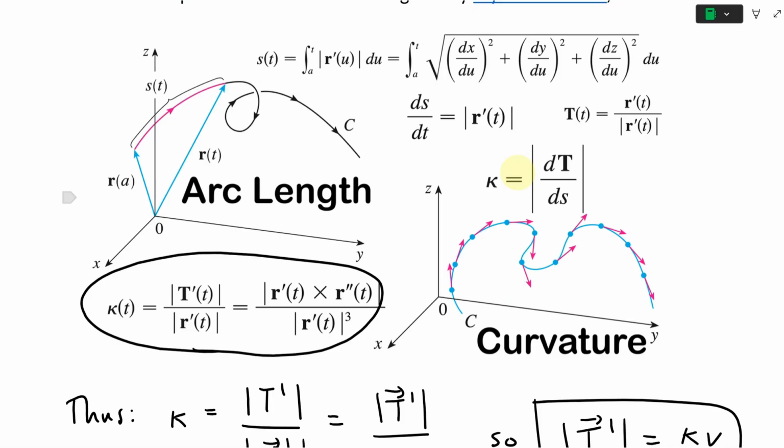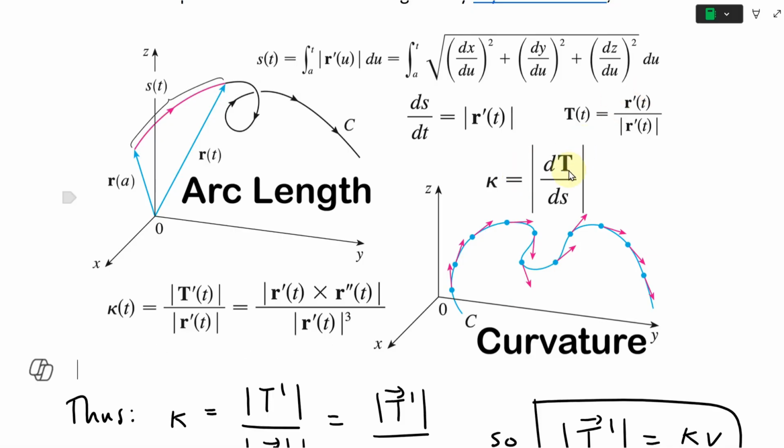Curvature is defined as the magnitude of the derivative of the unit tangent vector with respect to arc length. Then I showed that it equals this setup here: the magnitude of the derivative of the unit tangent vector with respect to time, divided by the derivative of the position vector with respect to time.